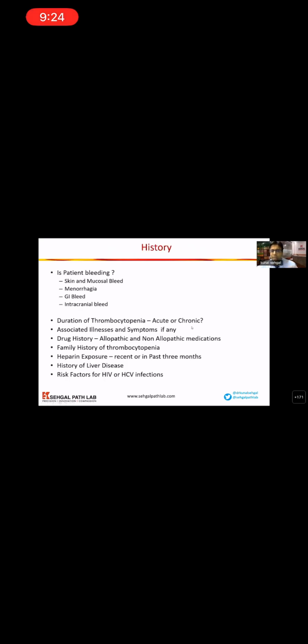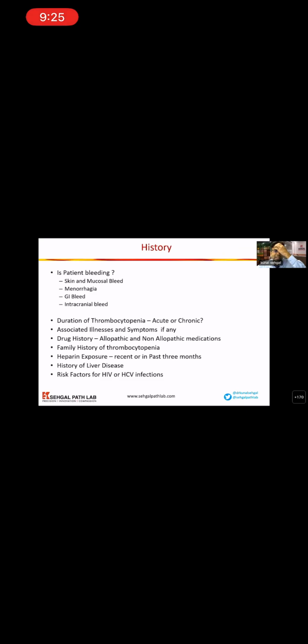So if you know the pathophysiological causes, that is a clinical approach, inpatient, outpatient approach, the other important approach is to take the history of the patient. This becomes very, very useful. Is it acute or chronic? Is there a skin or mucosal bleed? Is the patient having menorrhagia? Is this a massive GI bleed? Is there an intracranial bleed? These are different conditions associated with thrombocytopenia.